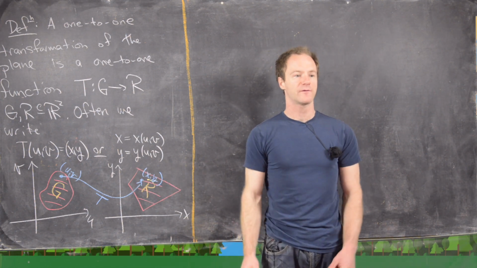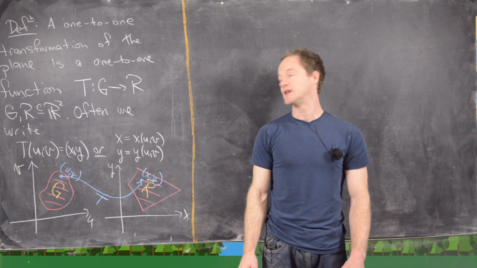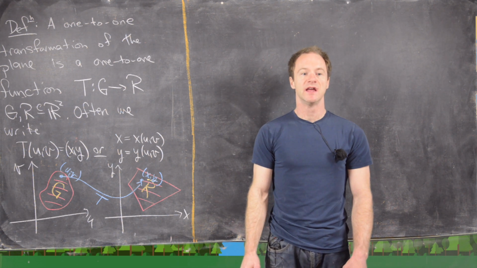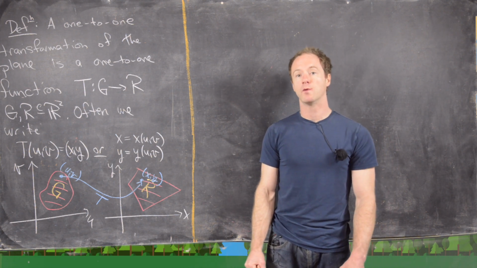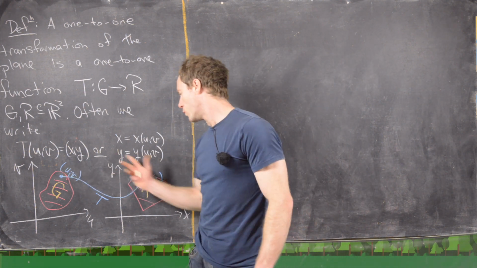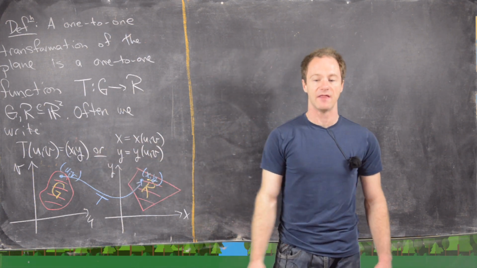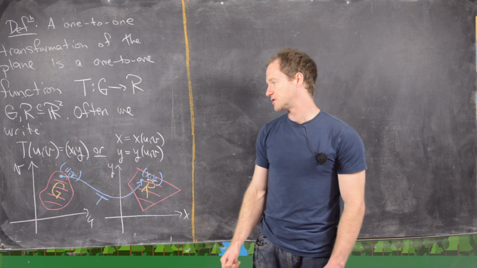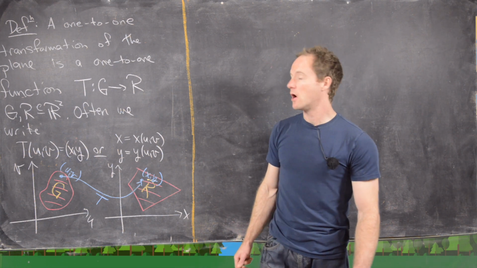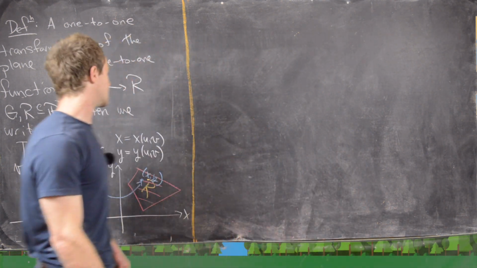And really what we're going for here is to eventually use this to change variables in a general way in double and triple integrals. And what we'll really want is to have one of these be pretty complicated and another one of them be simple. Maybe even a rectangle, which makes it as simple as possible. Okay, great. So let's look at our first example.